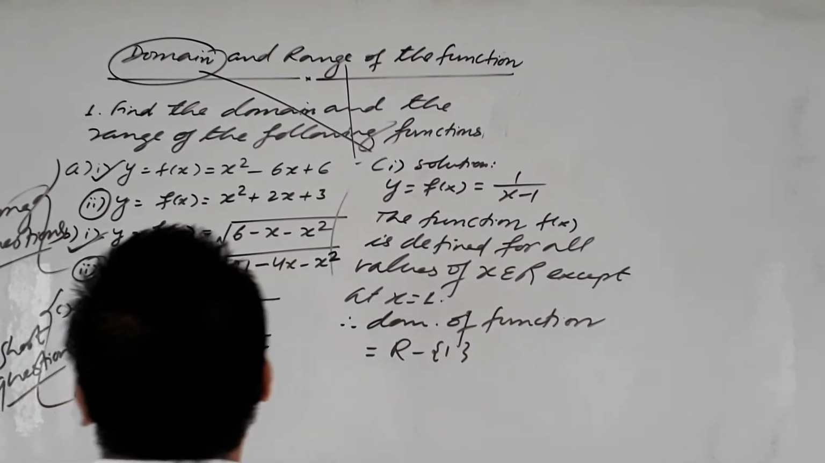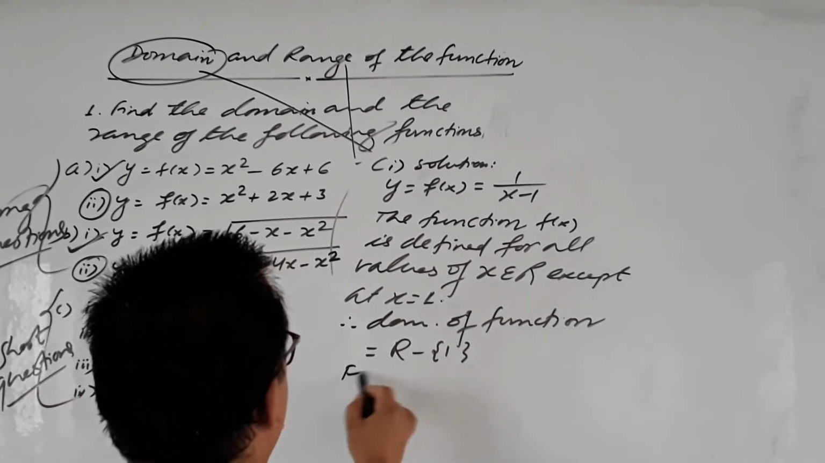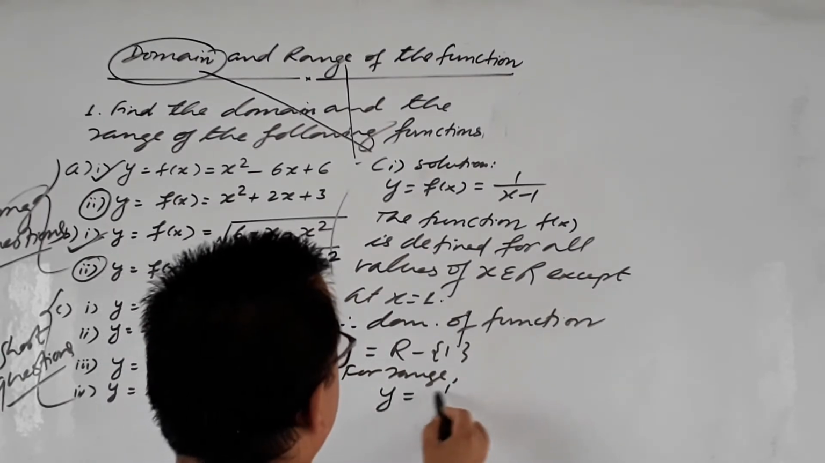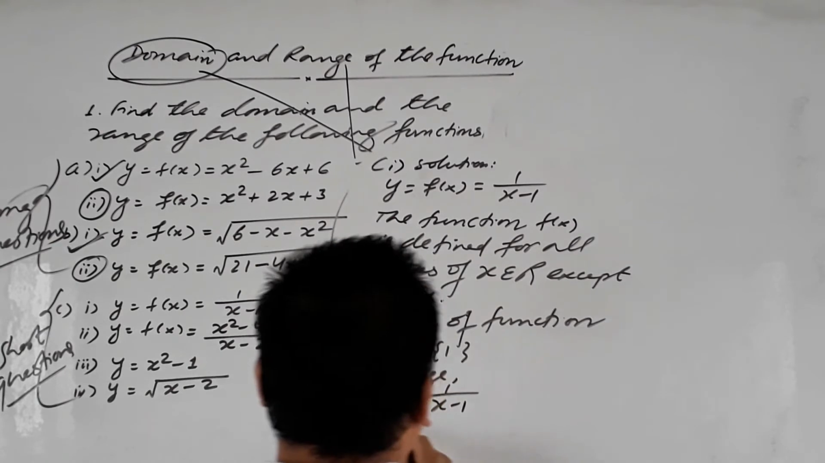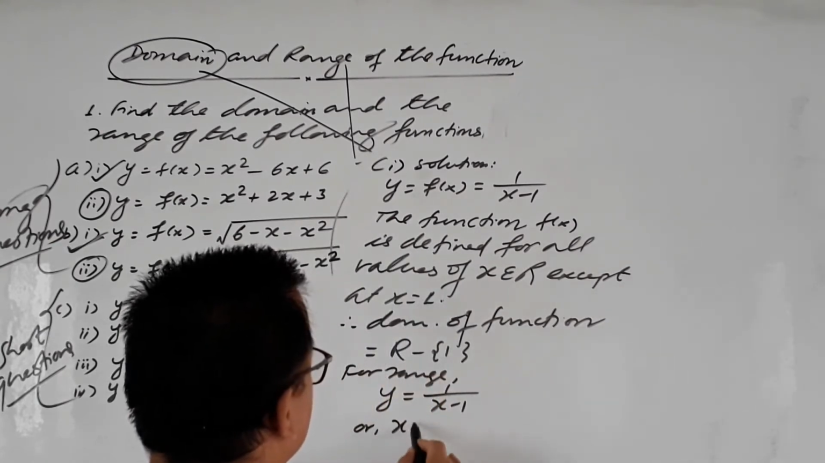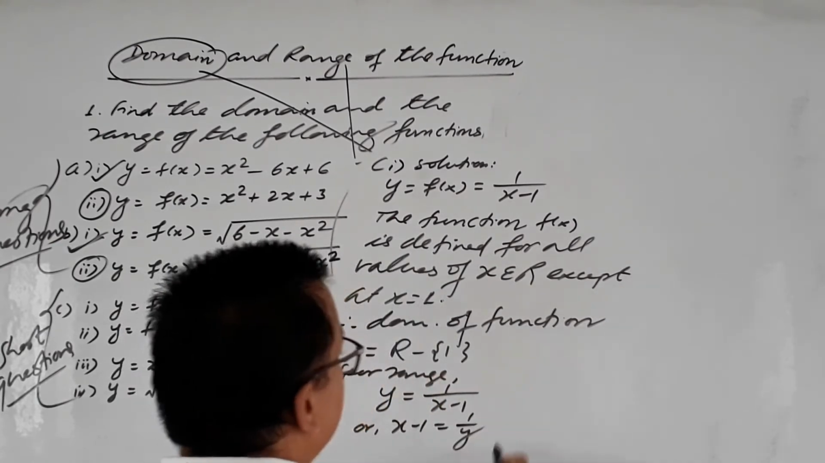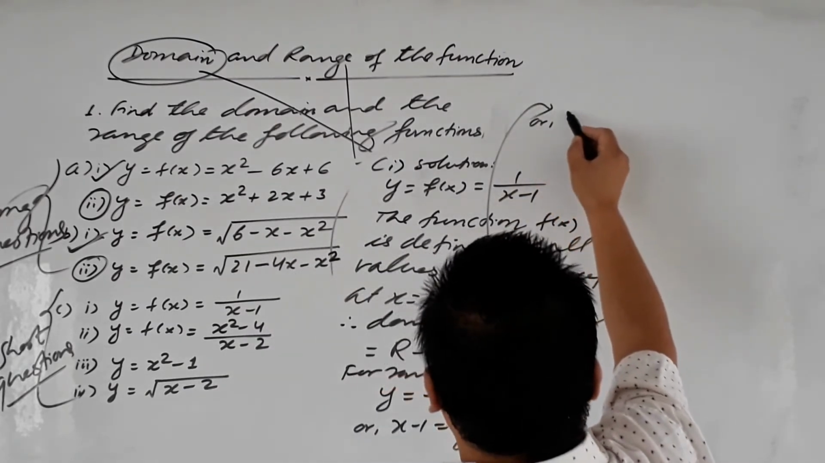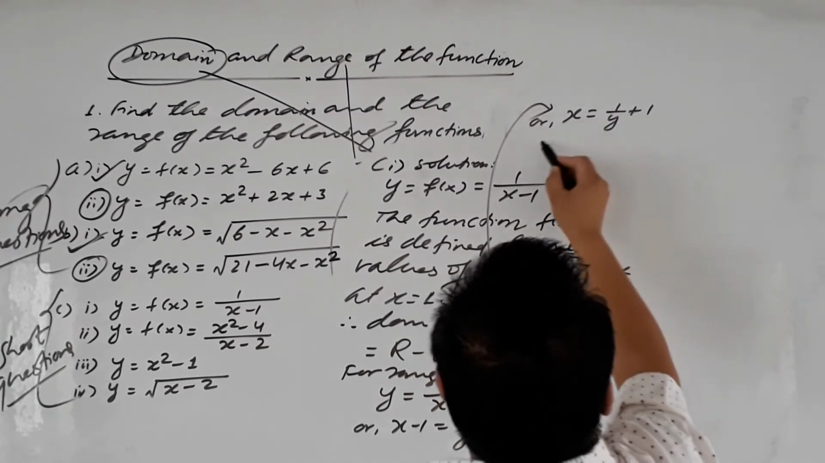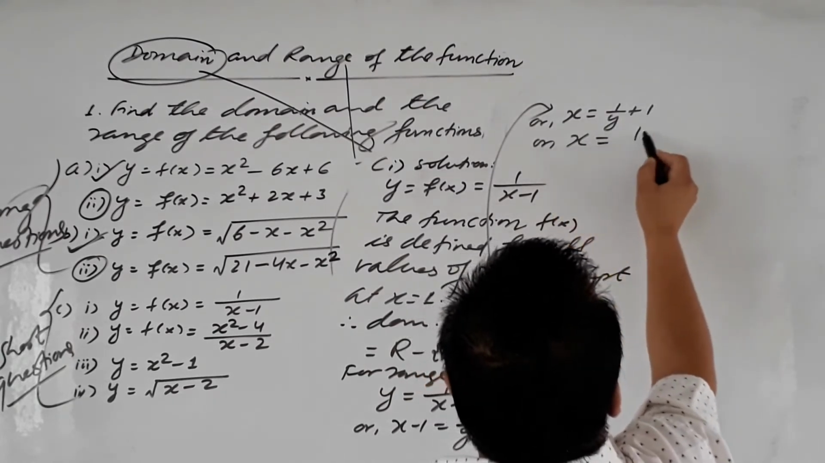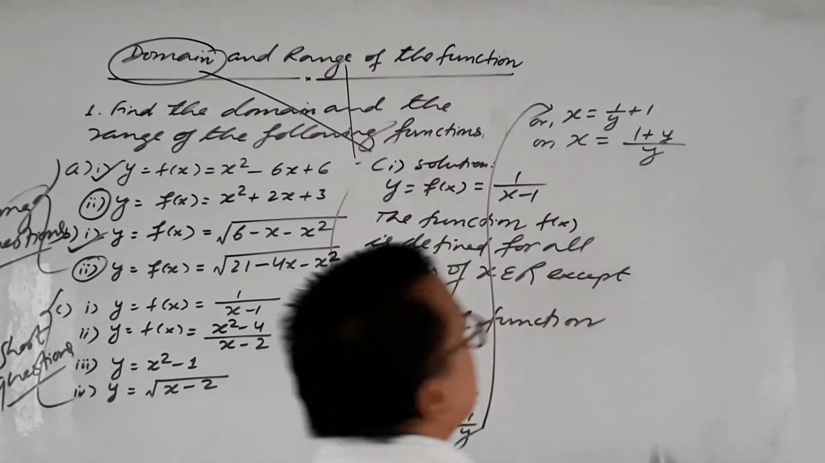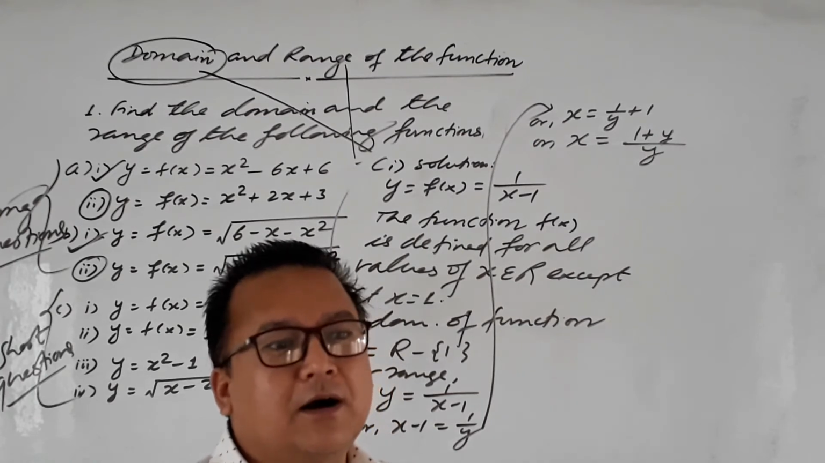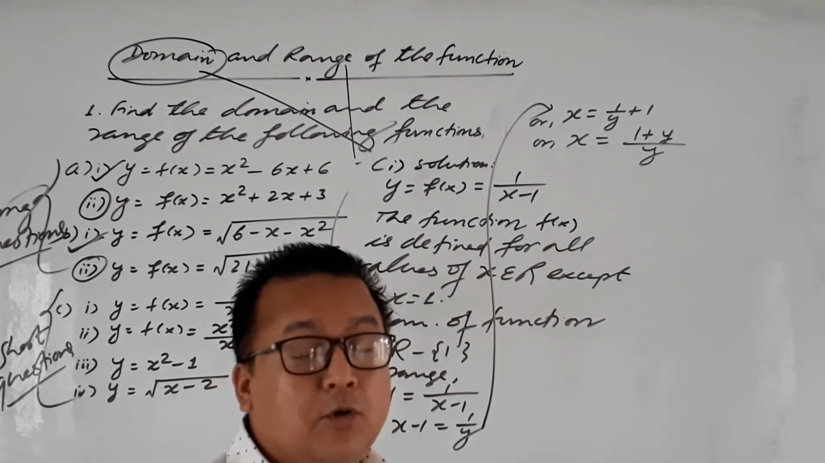So let's see the range. y equals 1 upon x minus 1, or we can write x minus 1 equals 1 upon y, or x equals 1 upon y plus 1, or x equals 1 plus y upon y. Listen to me everybody, y can take any value but 0, so there will be no 0 for y.